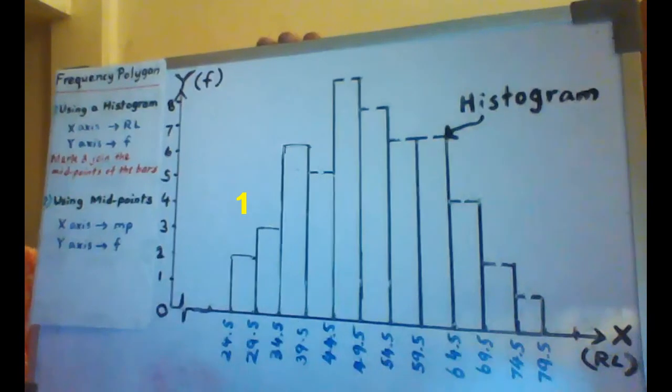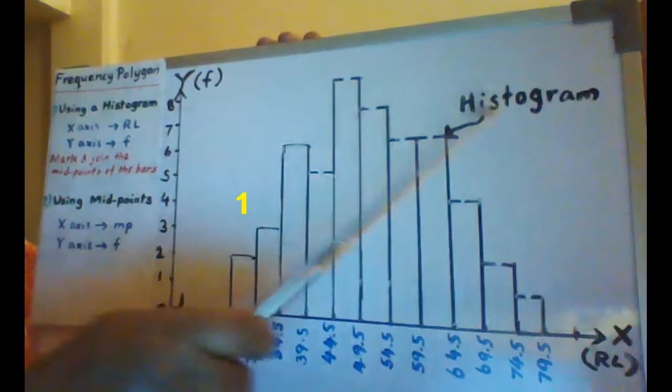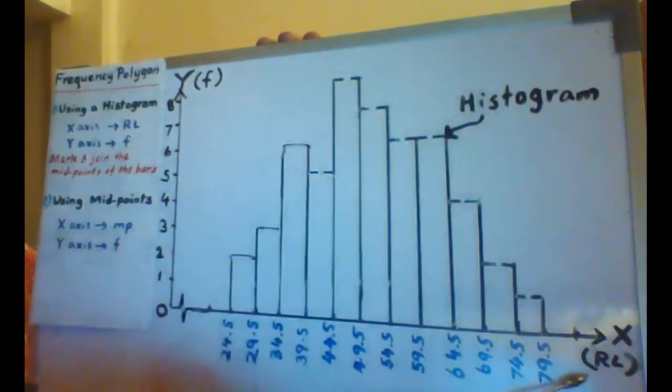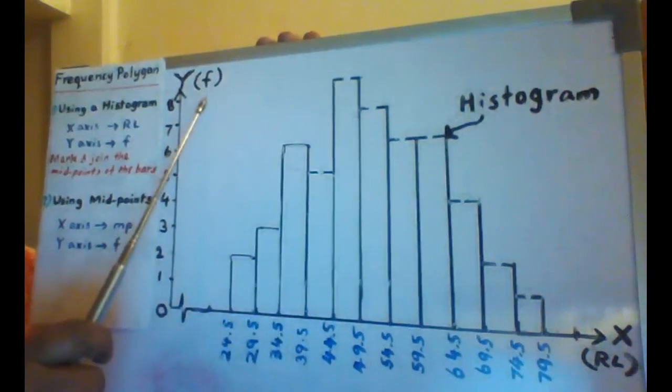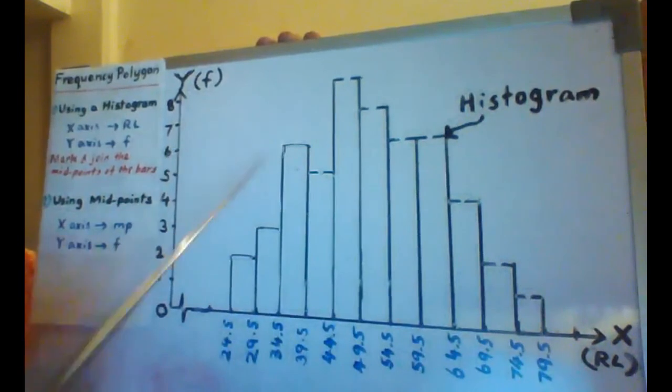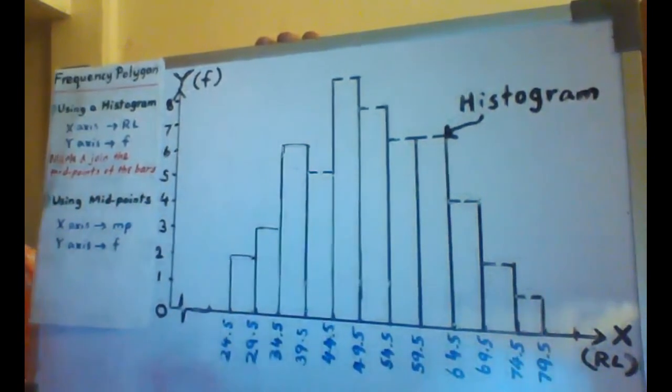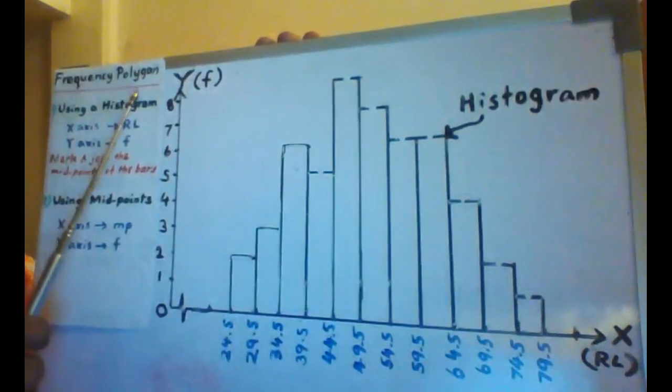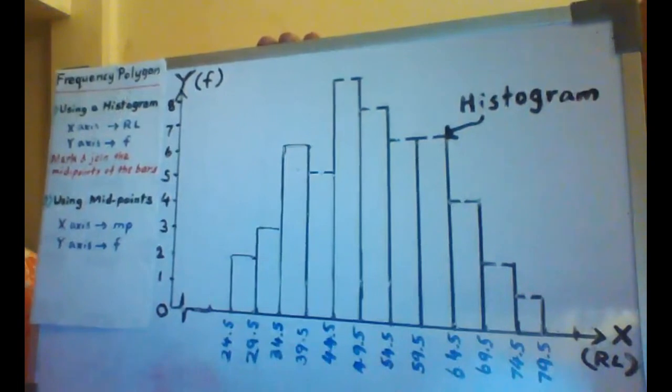Last week we learned how to draw a histogram using real limits on the x-axis and frequencies on the y-axis. This is the histogram. Today we are going to learn how to draw a frequency polygon. There are two ways of drawing the polygon. One method is using a histogram. First we have to draw a histogram, and based on this we draw a polygon.